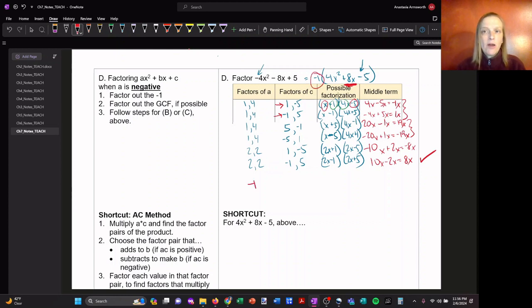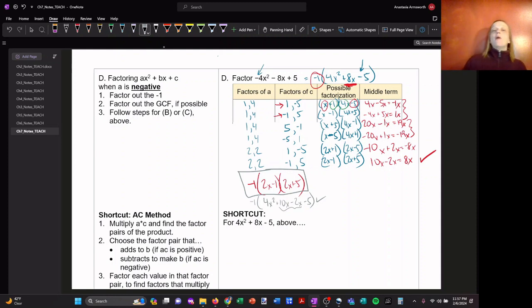We have that negative 1 that we factored out to begin with times 2x minus 1 times 2x plus 5. And as always, you should check your results using FOIL. 2x times 2x is 4x squared. 2x times 5 is 10x. 2x times negative 1 is negative 2x. And negative 1 times 5 is negative 5. And that does check out. So yes, that works. That is our correct final answer.